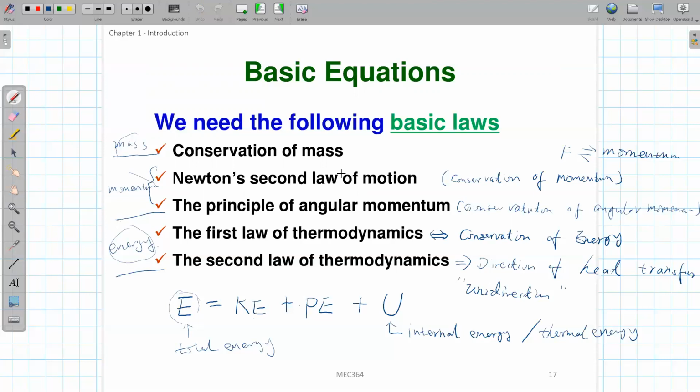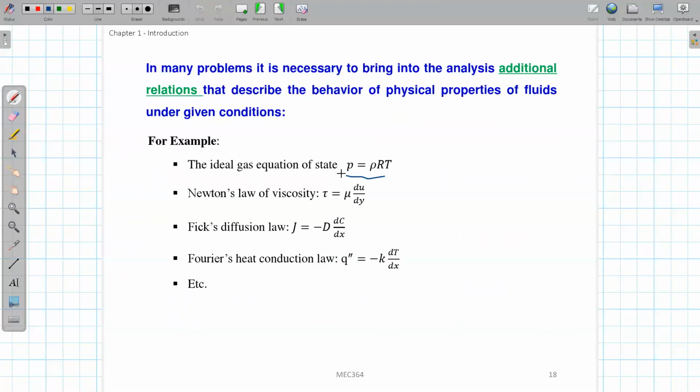So let me give you an example. We have 1 mass equation, 3 momentum equations, and 1 energy equation for 3D cases. So altogether we will have 5 equations, right? But how many unknowns will we have?